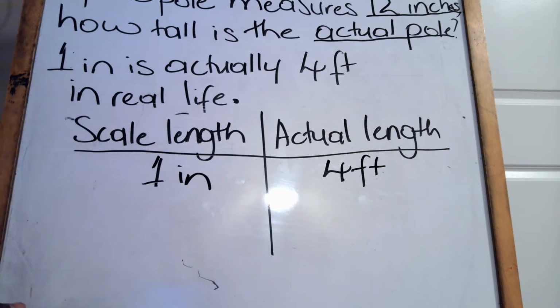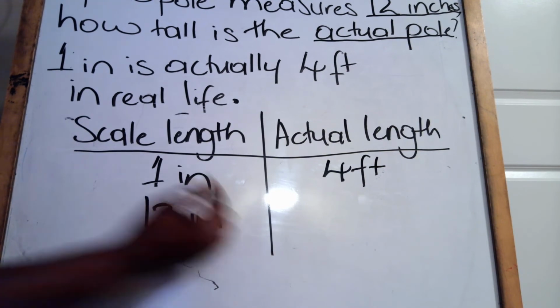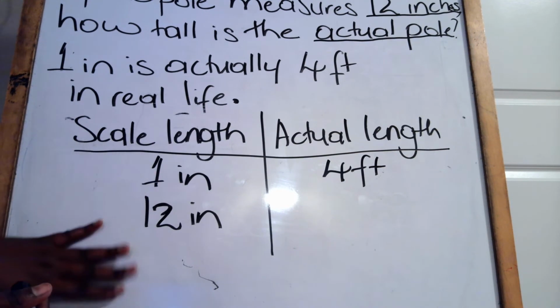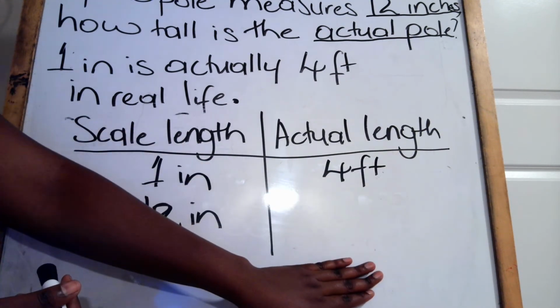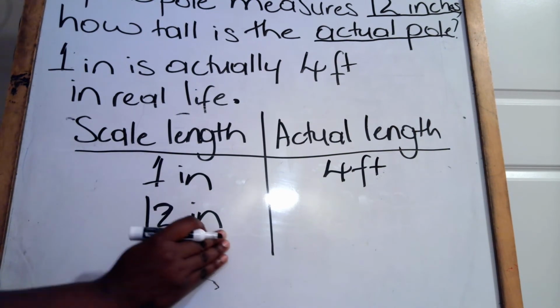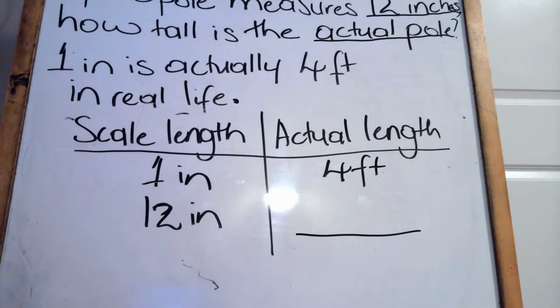It was given that it is 12 inches. And please bear in mind, all the same units are always on the same side. So inch is on this side, all inches have to be on this side. Feet is on this side, then all feet have to be on this side. Alright? So we want to find, when it is 12 inches in the scale, what is the actual length of the pole? That's what we want to find. So this is our question here. This is the question we're going to ask ourselves.